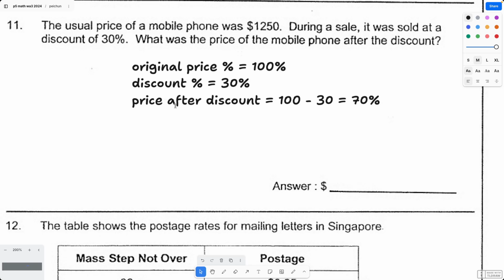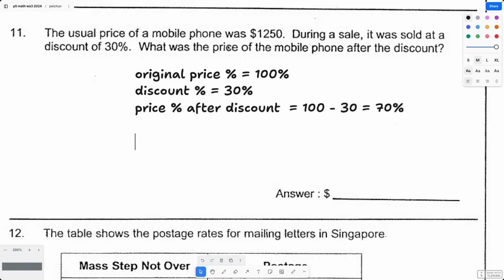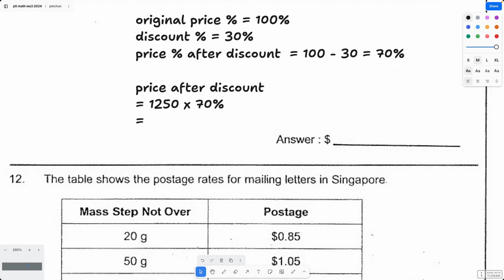Okay, now we know the price percentage after discount. So now we know that it's 70% after the discount. What we can do is basically we just say price after discount is equal to 1250 times 70%, which is basically the same as 1250 times 70 out of 100.